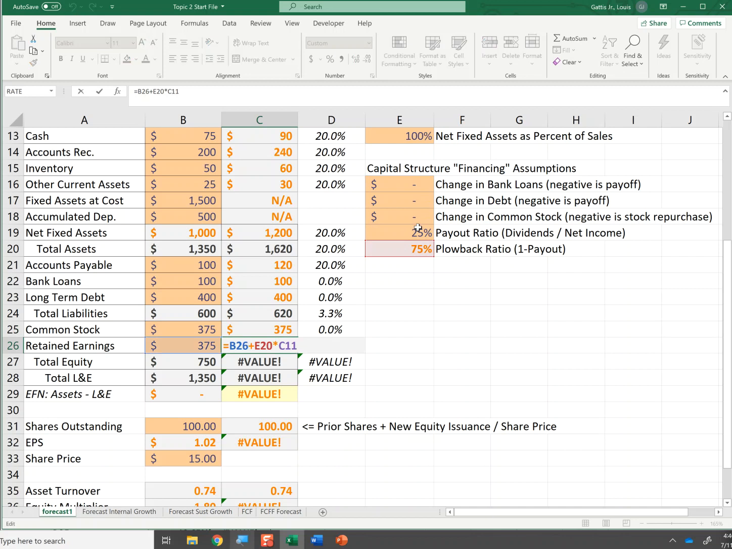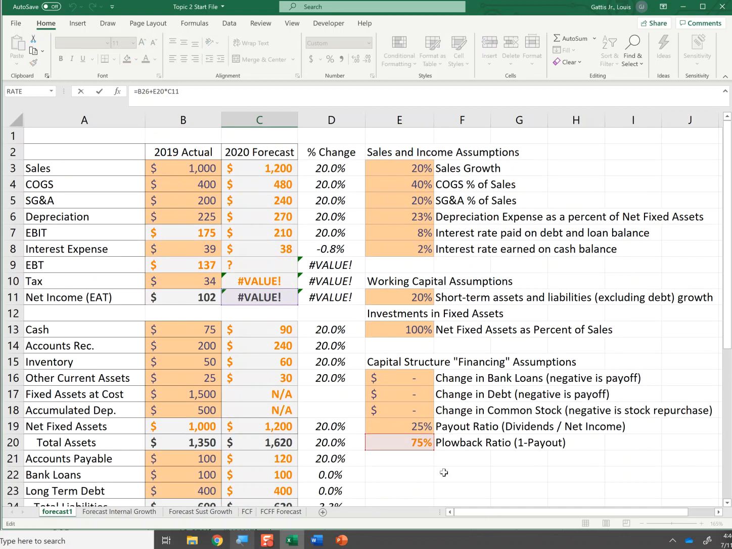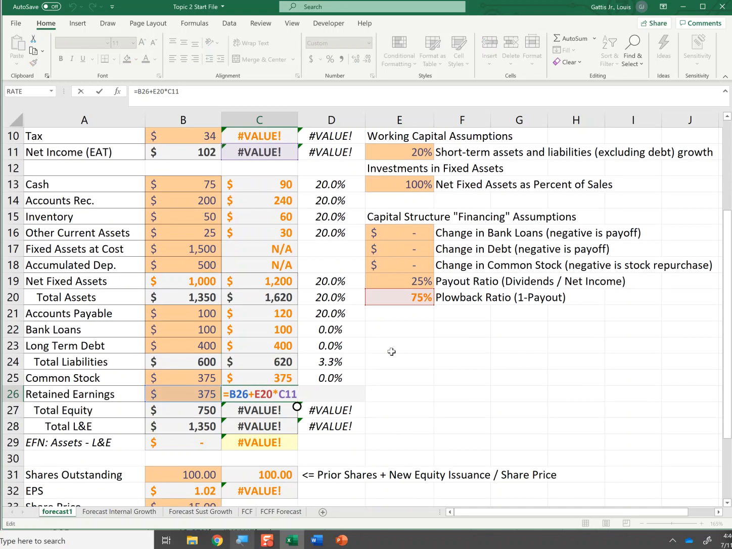I have my retained earnings, 75% of net income. So I'm assuming that the company is going to retain 75% of their profit. And now we call that the plowback ratio. What percentage of the profits are retained in the firm for future investment? So it's actually 1 minus the payout ratio. The payout ratio is what percentage of the profits are paid out as a dividend.